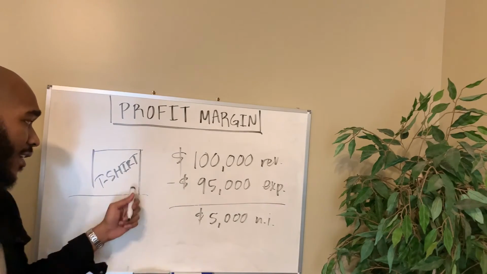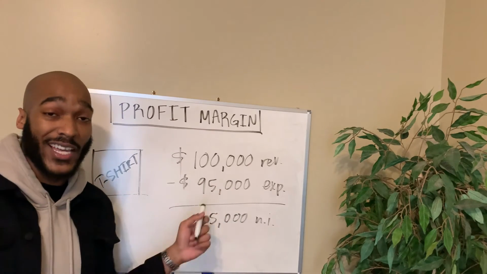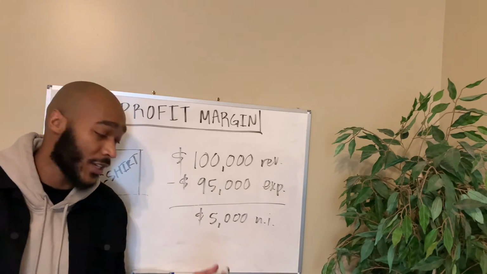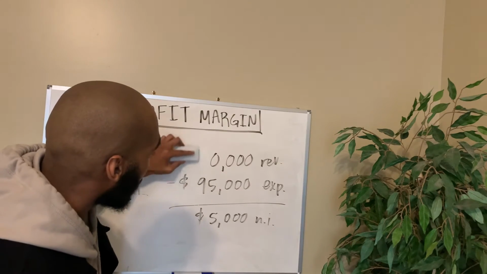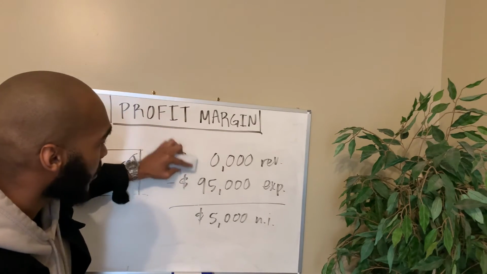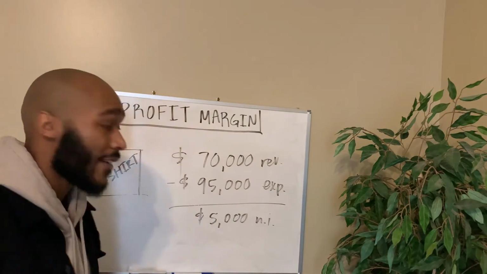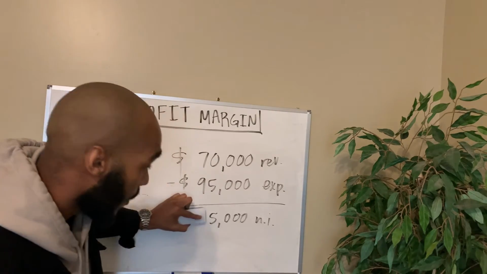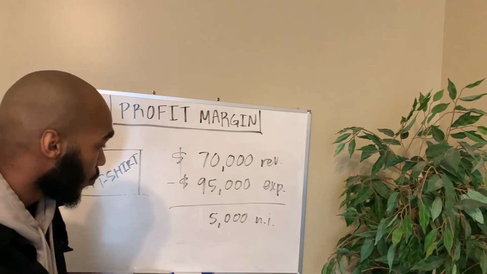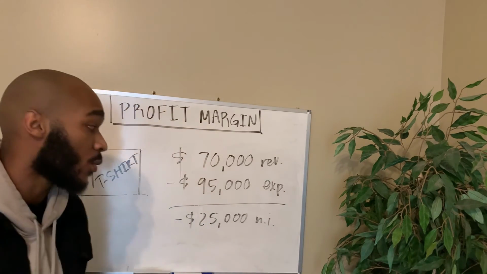But let's say that last year they were able to do this, but this company also faces the same pandemic, the same coronavirus. And instead of $100,000 of revenue in t-shirts that they were able to sell last year, they're actually only able to sell 70,000 worth of t-shirts. And this number changes from a profit of $5,000 to a loss of $25,000.